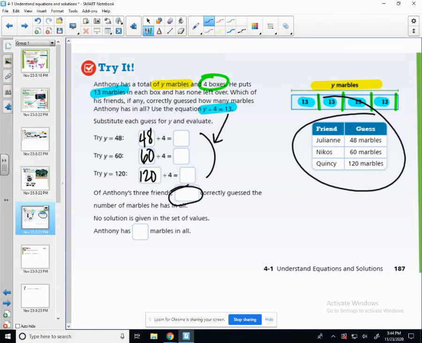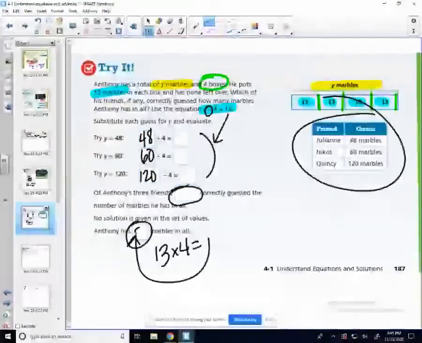So who guessed correctly? How many marbles does he have? I bet you can figure it out. The opposite of dividing is multiplying, so 13 times 4 equals, good. Go ahead and put your answer there. Should have been 52.